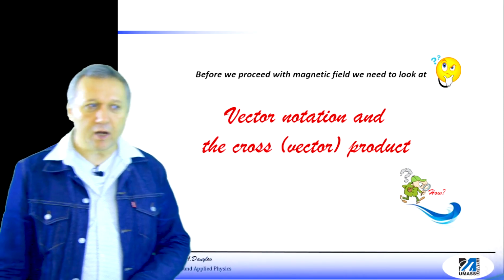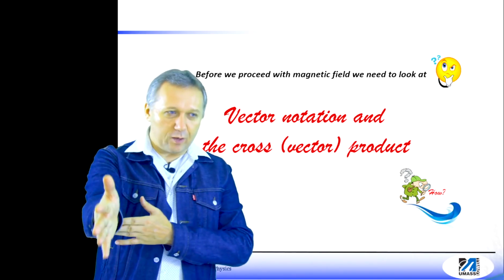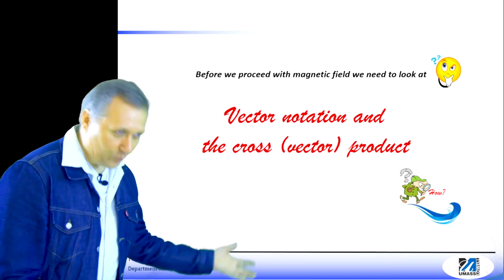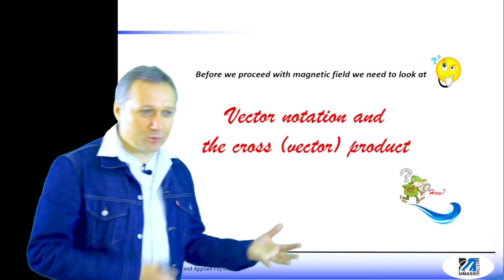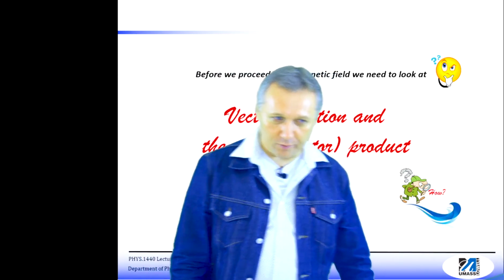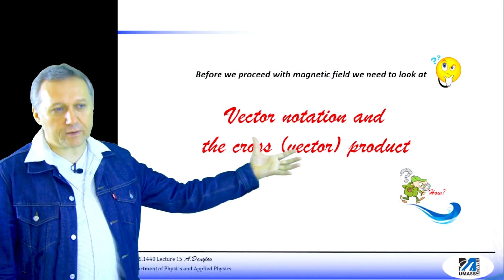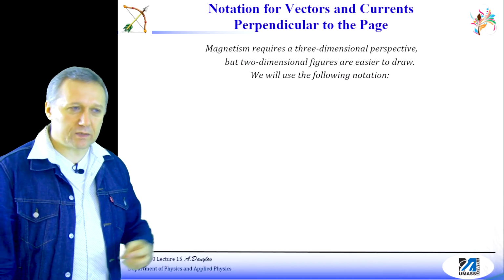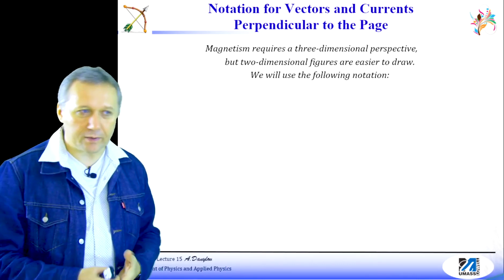So the question is, how should we draw these vectors which are out or in on our two-dimensional objects? Basically, how should we draw three-dimensional situations on a two-dimensional piece of paper or whiteboard? We need to introduce vector notation. Most of you are familiar with that. For some of you, it will be the first time. Of course, we have different backgrounds.